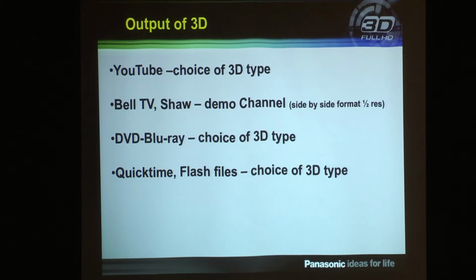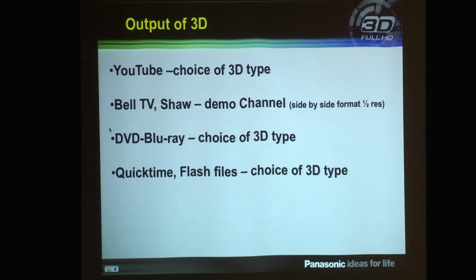Bell TV, Shaw, both have demo channels. Rogers just came up with a demo channel. Does Videotron have one yet? So they have these demo channels, and they go side by side. So you've got the left channel squeezed in half the screen and the right channel squeezed on half the screen. Blu-ray, of course, you can buy Blu-ray. Avatar in 3D will be released at Christmas time. It is being authored in the Panasonic Hollywood Blu-ray labs as we speak. And you can create QuickTime and Flash files in 3D.